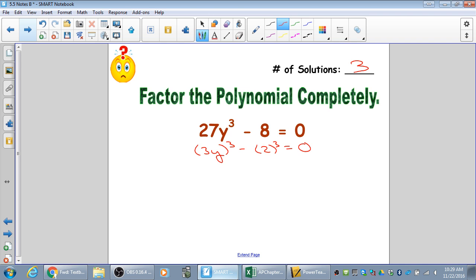Now the pattern is A minus B. So 3y minus 2. A squared, that's 9y squared. So same sign, now it's opposite sign. It's going to be 6y. We're going to take 3y times 2 in the middle. That's part of the pattern. Multiply the two together. And then we finish it with b squared.